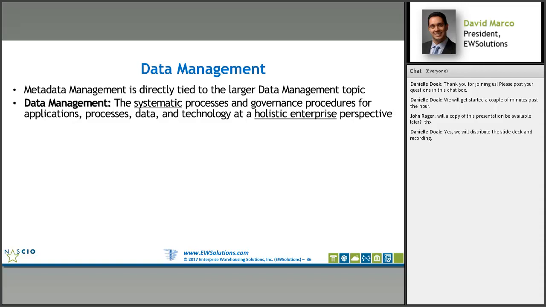Because data management is the systematic processes and governance procedures for applications, our processes, our data, and our technology at a holistic enterprise perspective. And the key things here is we're going to do it systematically, we're going to do it holistically, and we need to do it at an enterprise perspective. So even with a state agency, that is still an enterprise, and we need to manage it as such.